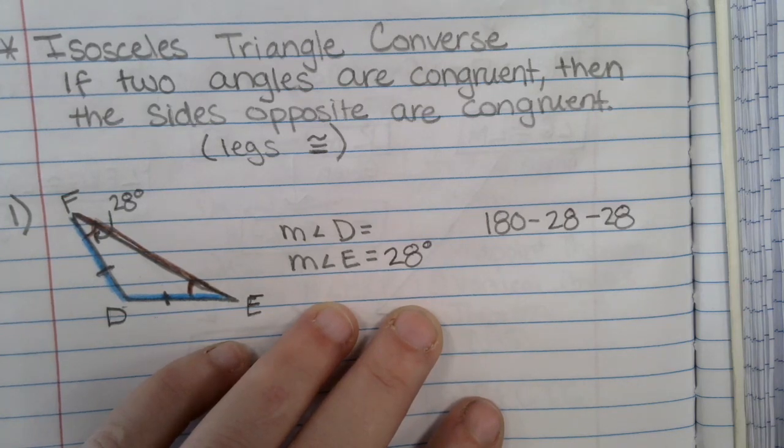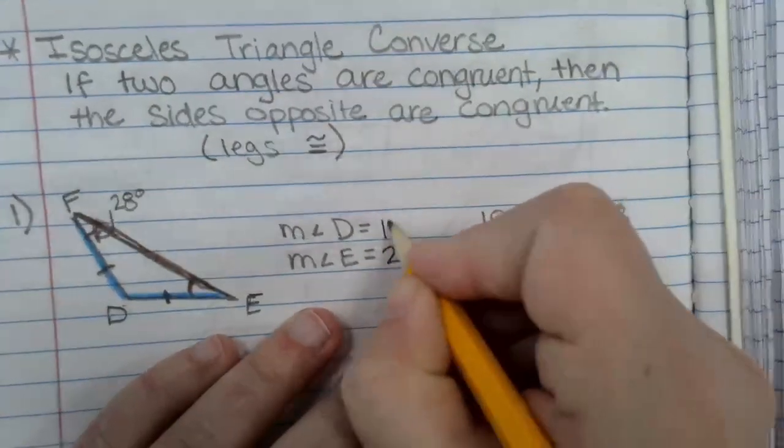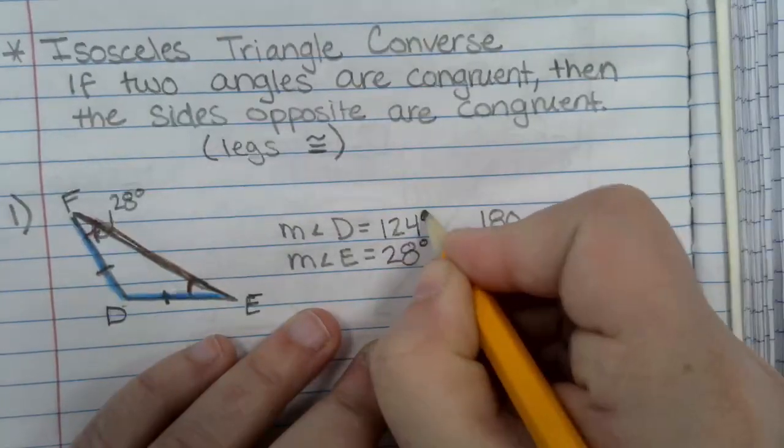$124? So we got 2, Zach? No? Okay, 124. So angle D is 124 degrees.